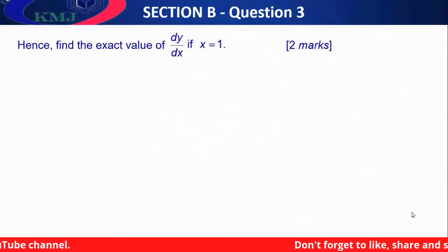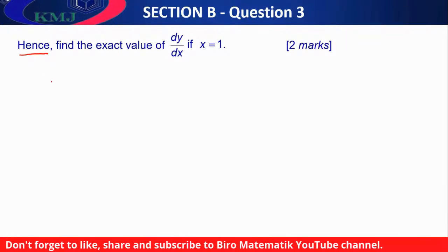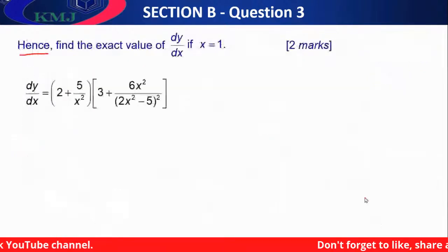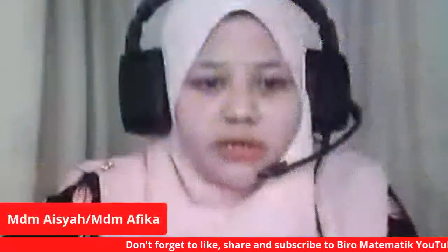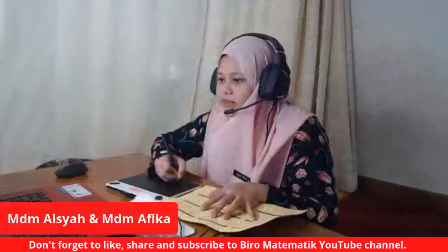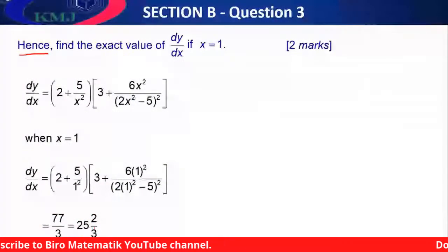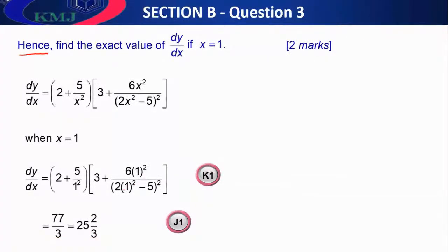Alright, so hence find the exact value of dy over dx if x equals 1. It's already stated here, hence, so you need to use the answer that you got in the previous question. Then we just substitute x equals 1. When x equals 1, you just substitute into the function. So the answer is 77 over 3, or as a proper fraction, 25 and 2 over 3. So K1 you will get for substituting the value for x, and then J1 for the final answer.